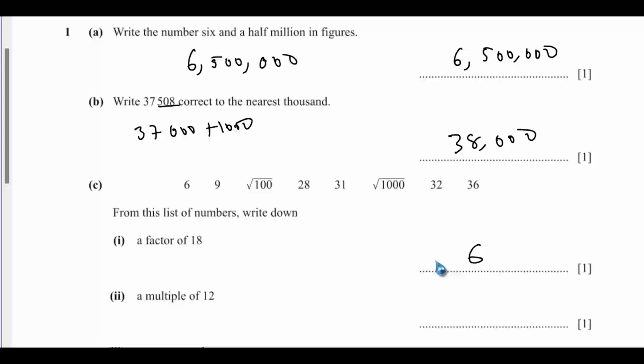A multiple of 12. A multiple of 12 will be an integer multiplied by 12. So that will be 12 times 1, 12, 12 times 2, 24, 12 times 3, 36, and so on and so forth. So in this case, 36 will be the multiple of 12 that is available in the list of given numbers.